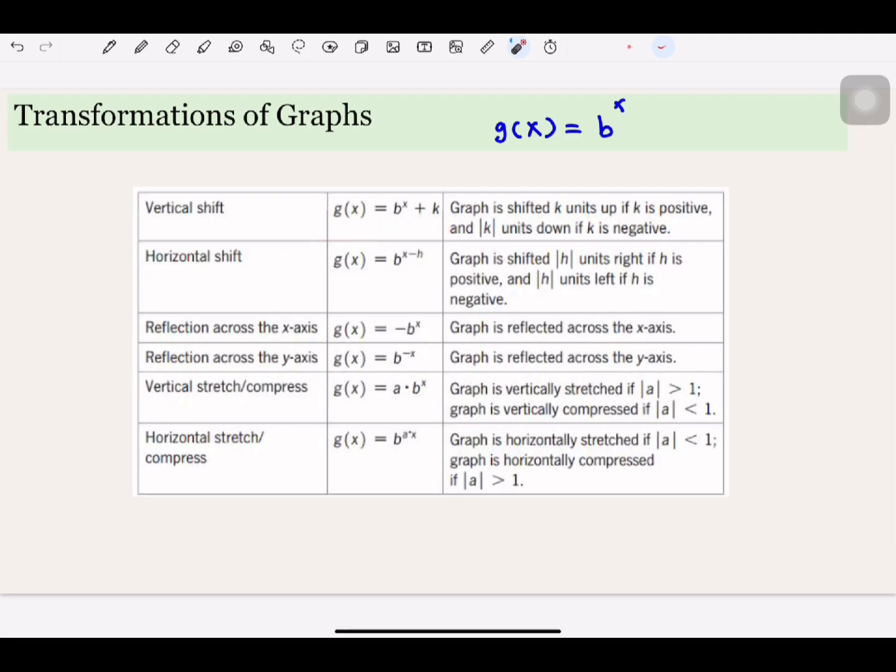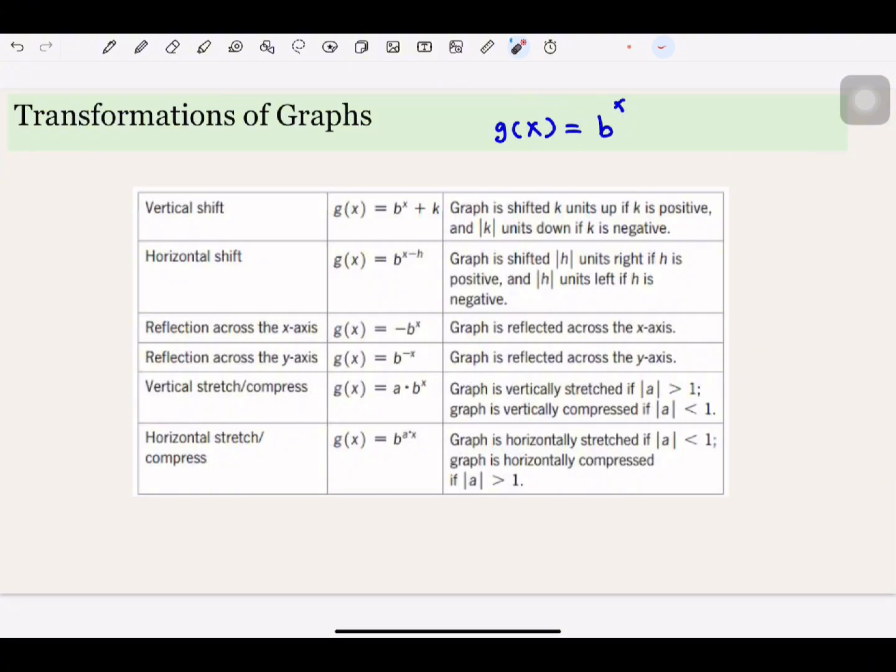Okay, so now let's talk about horizontal shifts. If you have a function g of x equals b to the power x minus h, that means this moves the graph left or right. If your h value is greater than 0, it shifts right by h units. If your h value is less than 0, it shifts left by the absolute value of h units.